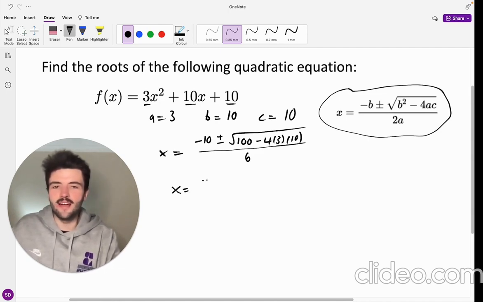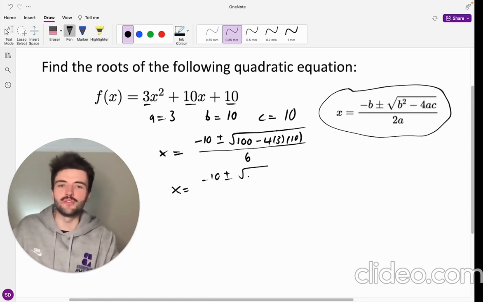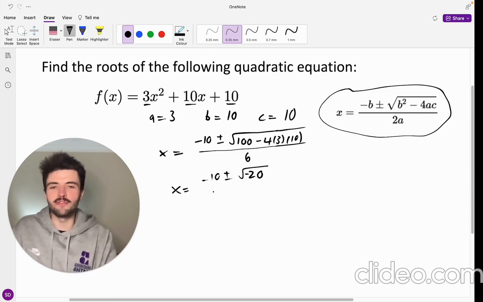So we've got minus 10, and then we're just going to simplify this square root a bit. So what we've basically got inside the square root is 100 minus 120. So that means we've got the square root of minus 20. So we're going to have to deal with that in a second. And this is all over 6.